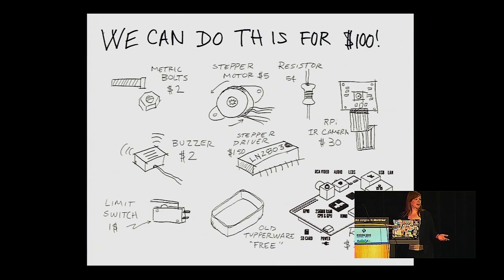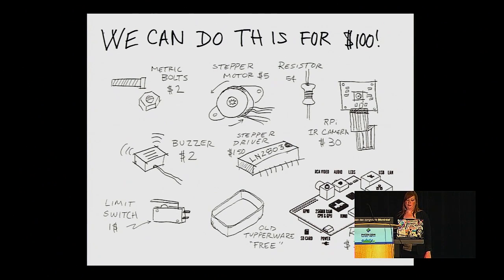Last year, if you were at PyCon, everyone got a Raspberry Pi. You can get a Raspberry Pi for $30. I got a Raspberry Pi IR camera. IR is kind of like night vision. It's the poor man's night vision camera. And that plugs right into the Raspberry Pi, $30. A couple of metric bolts.